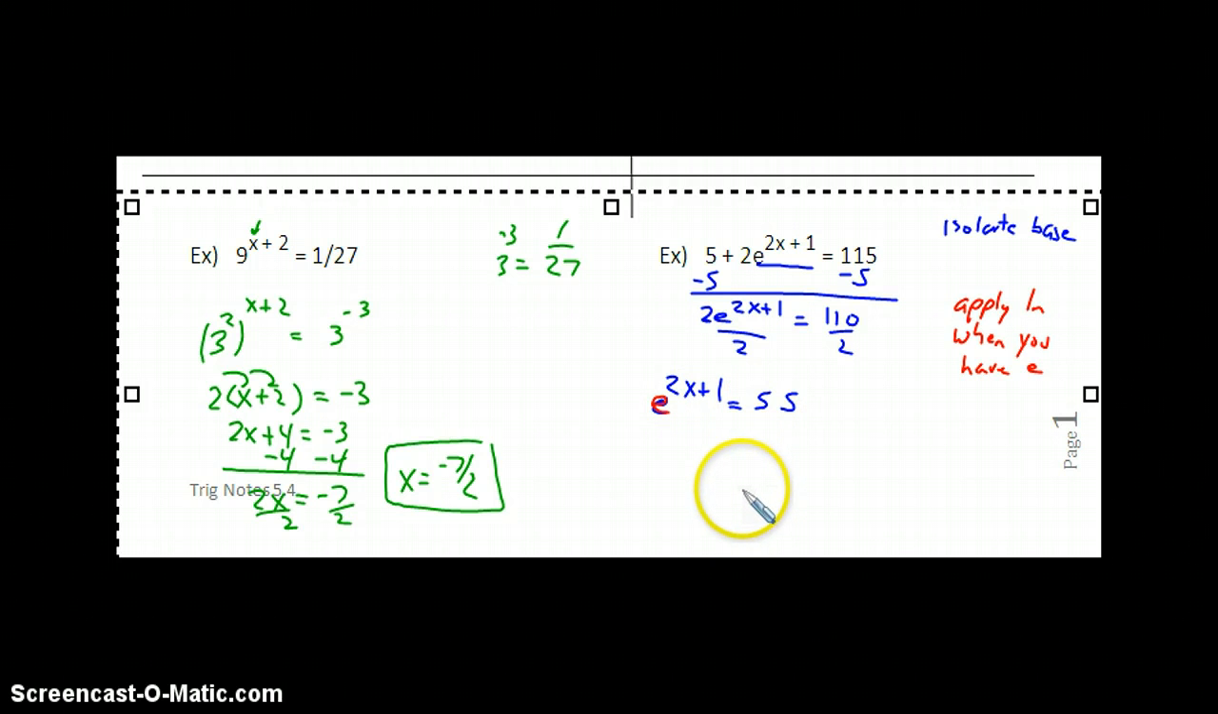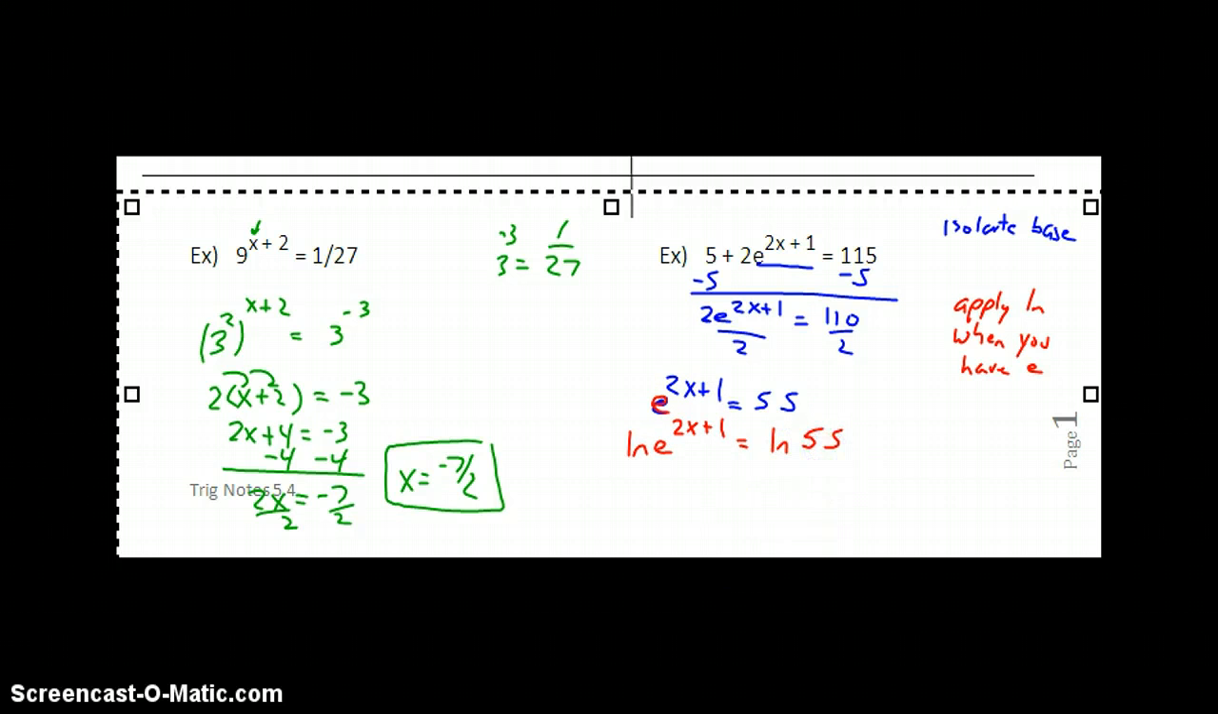So the question that usually comes up is, when do I apply natural logs and when do I apply logs? You can always apply natural logs. There's no time that you cannot apply natural logs. But you have to apply natural logs if there is an e. You cannot apply the regular log to this problem. So applying natural logs to both sides would look like this.